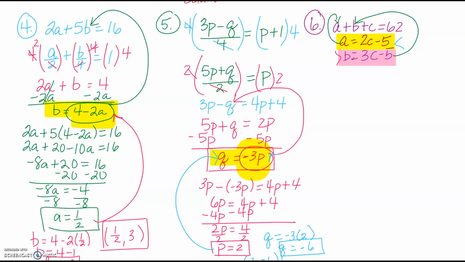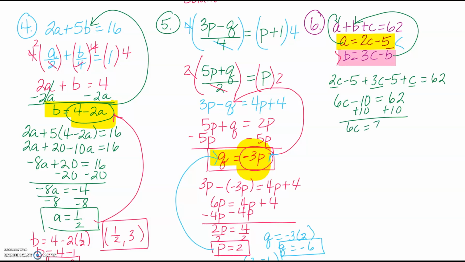So I'm going to start here with number 6, where I'm replacing A with 2c minus 5 and B with 3c minus 5 plus the c that was already in the equation equals 62. I'm going to combine my like terms, 2c plus 3c plus c. That's 6c minus 10 equals 62. I'm going to add 10. I get 6c equals 72. I divide by 6 and c equals 12.